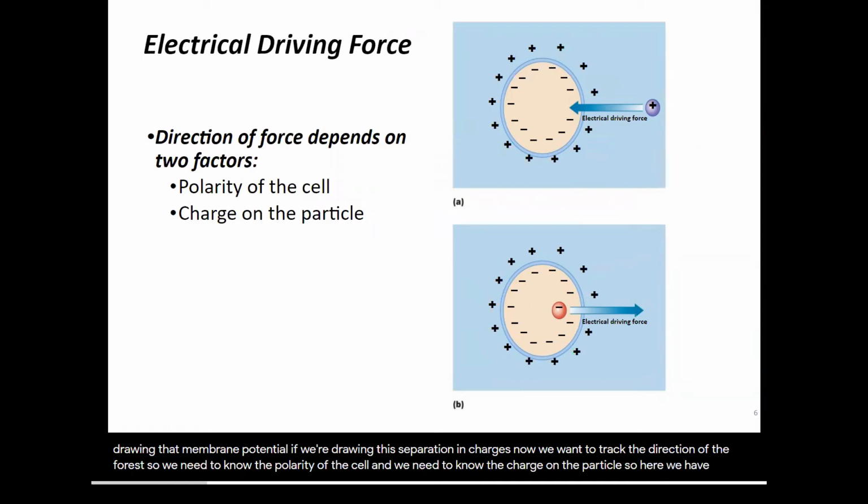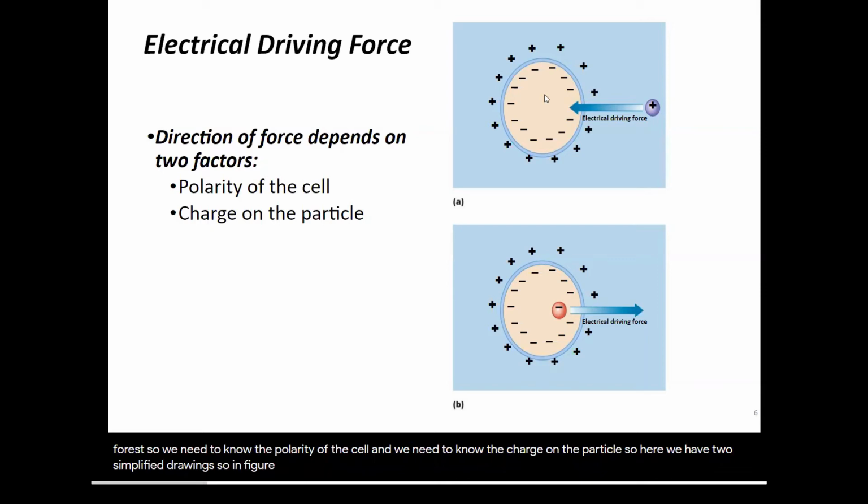So here we have two simplified drawings. So in figure A here, this is showing us a negative membrane potential. So it's showing us negatively charged particles inside, positively charged particles outside. Although in reality, like in that previous picture, we'd have a mix of positive, negative in both places, but we're tracking here the excess charge. Okay, so excess of negative on the inside, excess of positive on the outside. And here we see a positively charged particle, so cation.